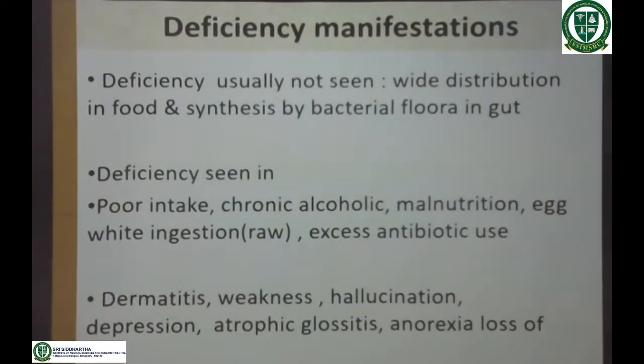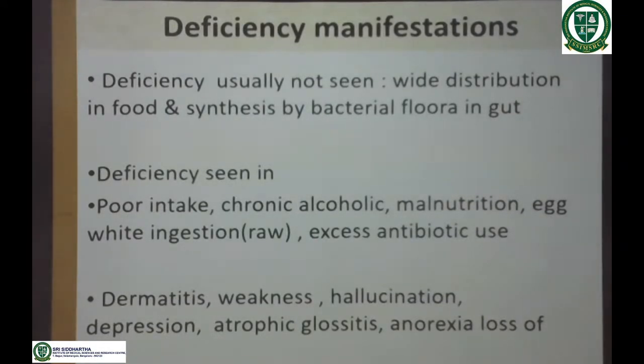So these are the clinical features you will see in biotin deficiency patients. You should know why it is not usually seen, because of two reasons: it is widely distributed, and it is also synthesized by the bacterial flora. Deficiency is mainly seen in poor intake patients, chronic alcoholics, malnutrition, consumption of raw egg, and excess antibiotic use. Excess antibiotic use will destroy the normal bacterial flora.